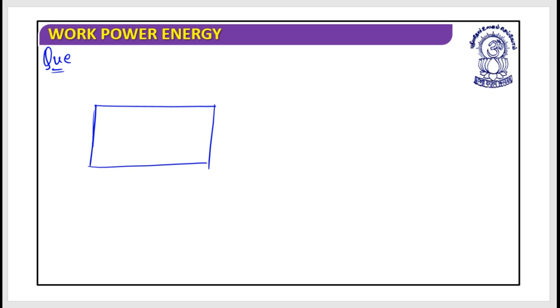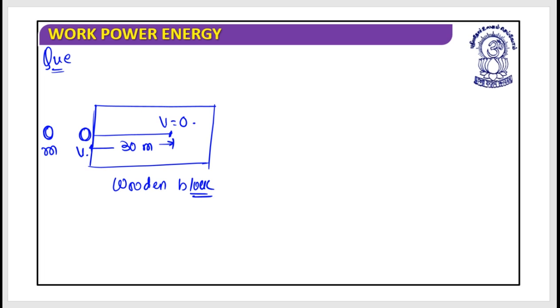Let's assume that this is a wooden block. Your object, let's say bullet, having mass of something and reaches here with certain velocity v, has traveled a distance of 30 meter and comes to a rest. It's v equals to 0. Yes. So let's have a look.